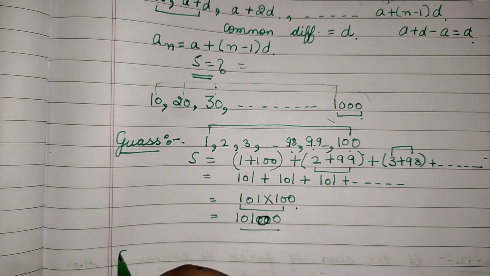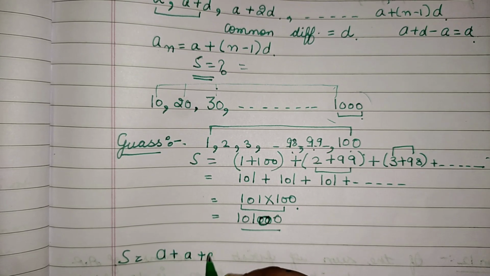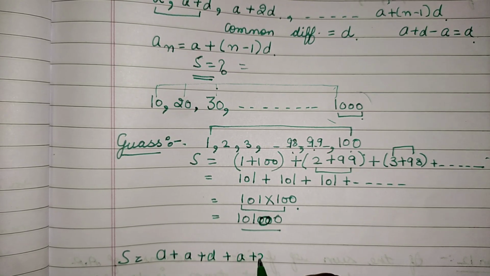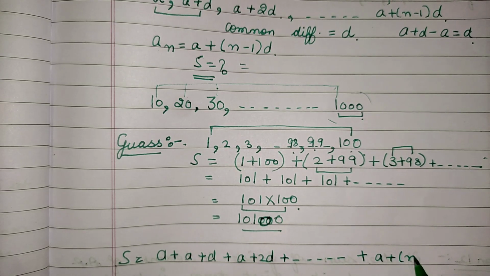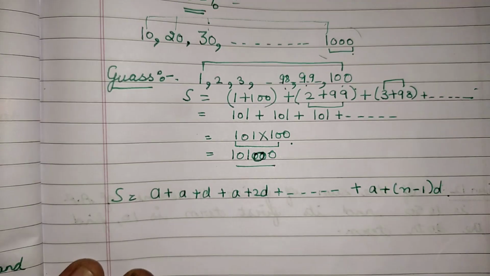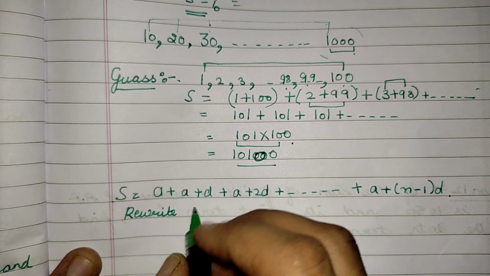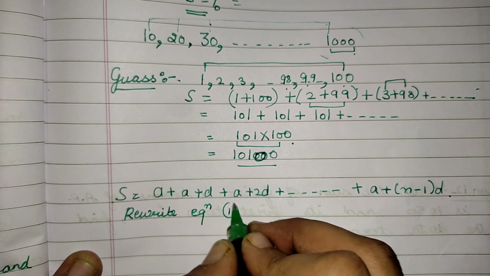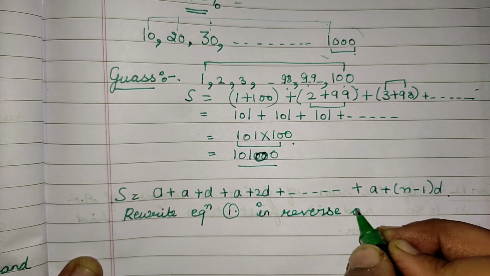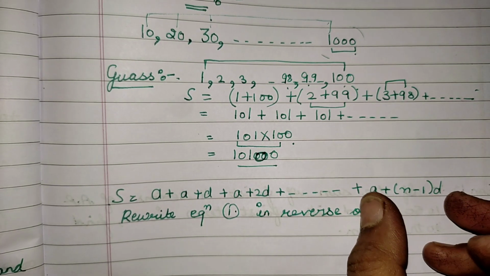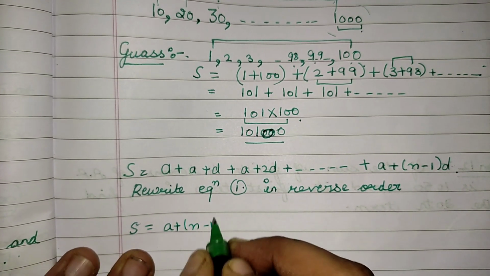And suppose the sum of the first n terms of the AP is given by a plus a plus d plus a plus 2d, and so on, and the last term is what? The last term is a plus n minus 1 into d. So now what I can do is rewrite my equation number 1 in reverse order. In reverse order means I will make the last term the first term and the first term the last term.